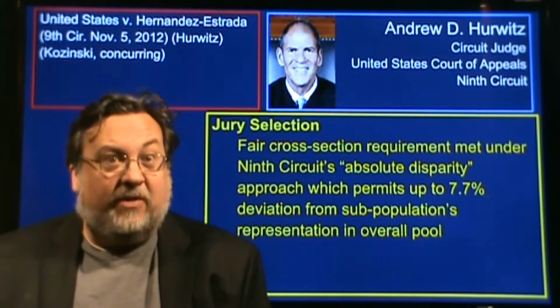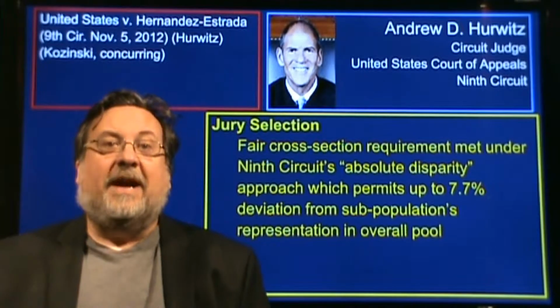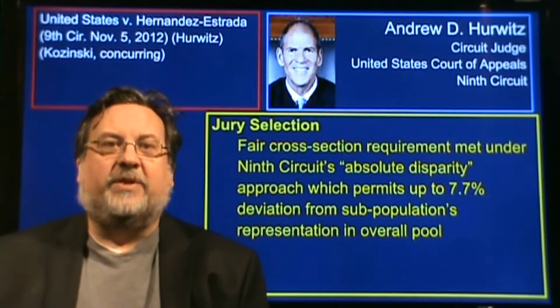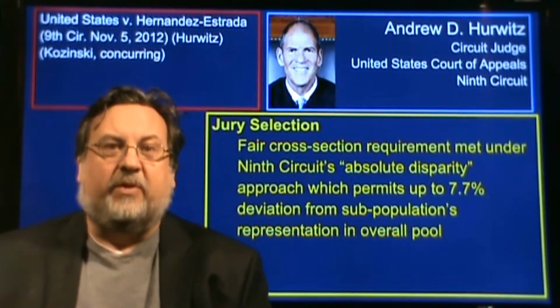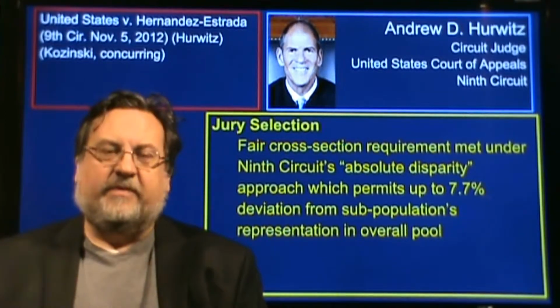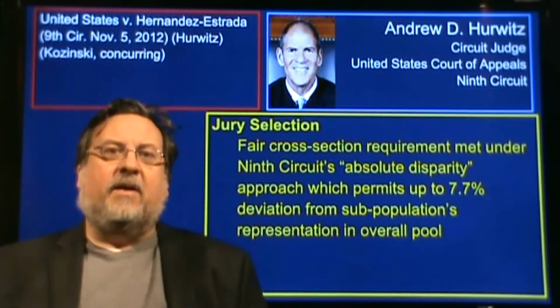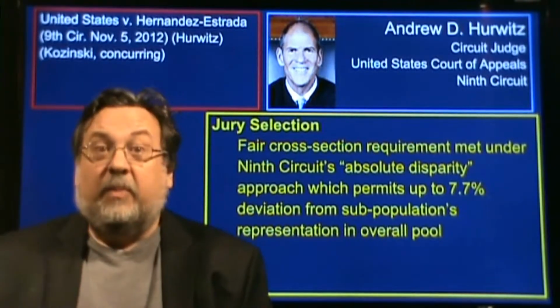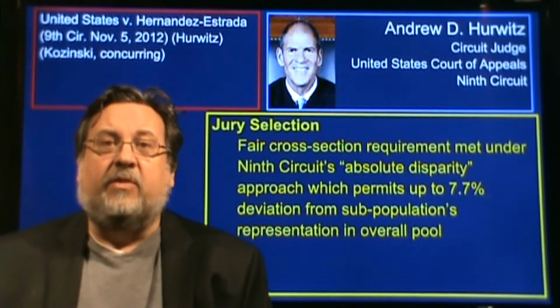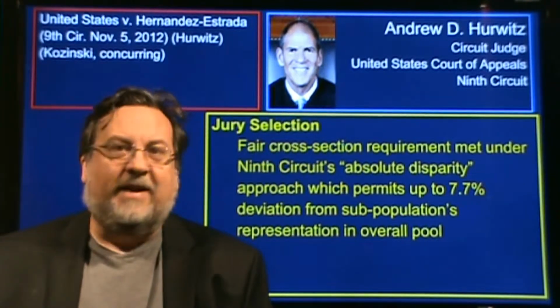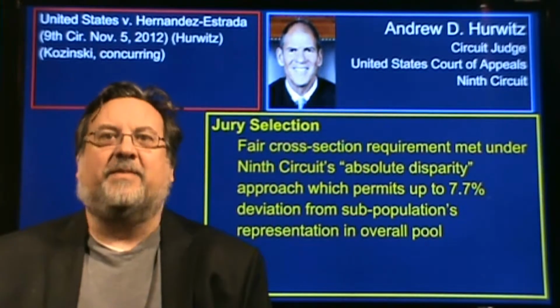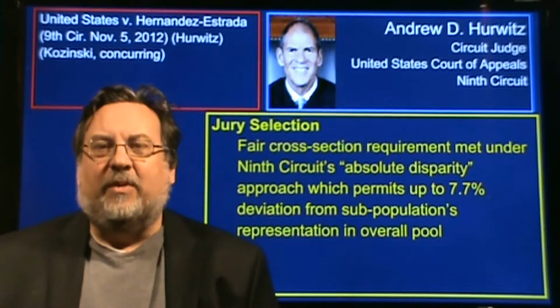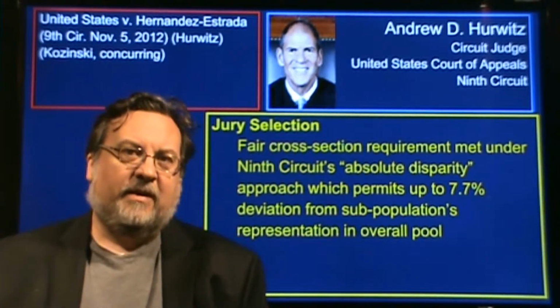Now, another way of looking at the numbers is that African Americans were underrepresented by 33%. Because you go from 5.3 down 1.7, that's a 33% drop. But under the Ninth Circuit's absolute disparity methodology, that is not how you do the calculation. You just look at the 1.7 differential.